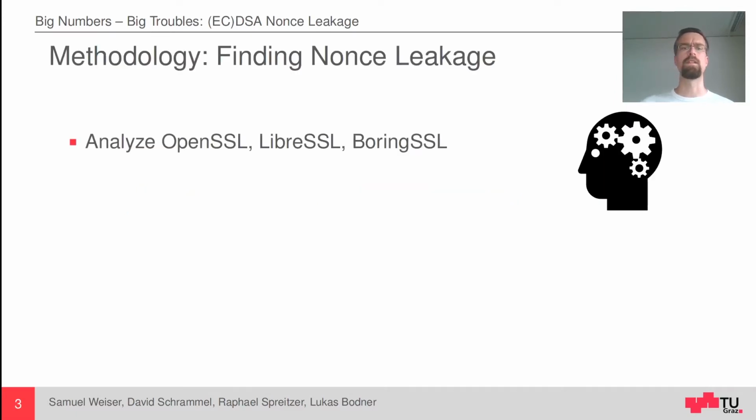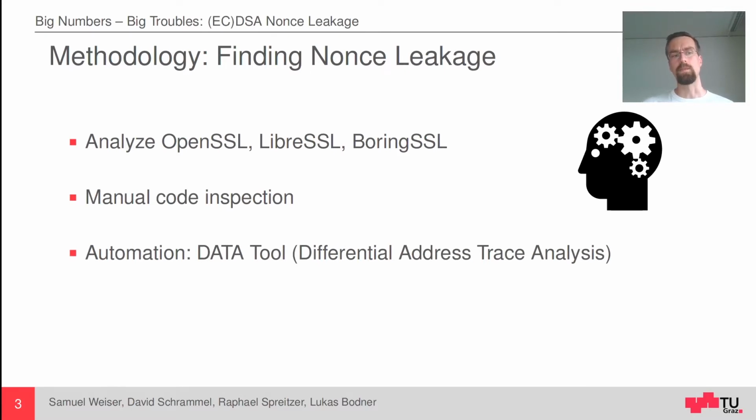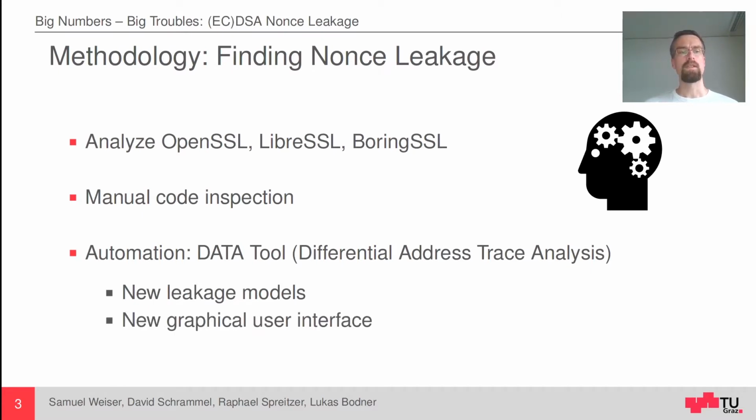are left to find. We started off analyzing the popular OpenSSL library, and then also included LibreSSL and BoringSSL. Our analysis was a continuous jumping around between manual code review and automation. In particular, we were using a special method called differential address trace analysis, DATA, which I presented at USENIX 2018. And we used this approach, DATA, and extended it. We added new leakage models which were dedicated and designed for finding nonce leakage. And we also developed a new graphical user interface, which greatly helped us find stuff we couldn't find before.